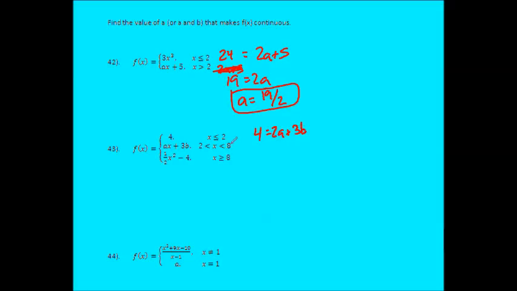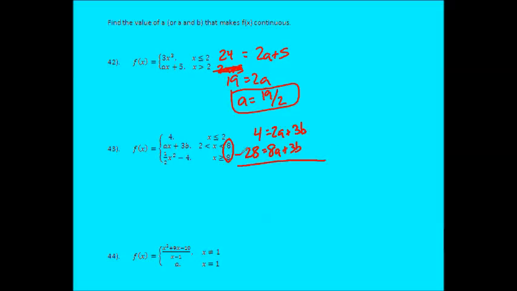Now we're going to do the same thing, but now my breakpoint is 8. So I'm going to plug in 8 into each of those 2 that have 8 in it. So when I plug in 8 there, I'm going to get a value of 8a plus 3b. And it's going to equal, when I plug in 8 here, I get 8 squared is 64. Half of 64 is 32. 32 minus 4 is 28. Now notice how I set it up so you have a's on both sides with the b's, because now I have a system of equations I can solve.